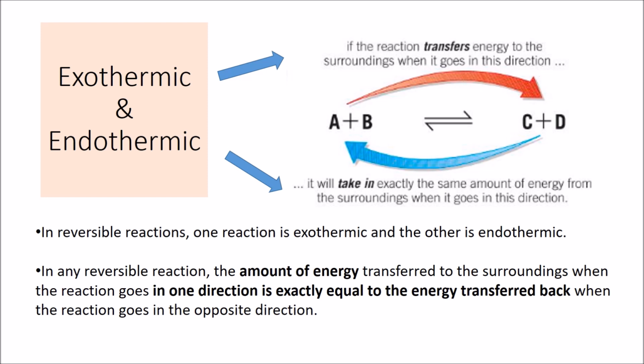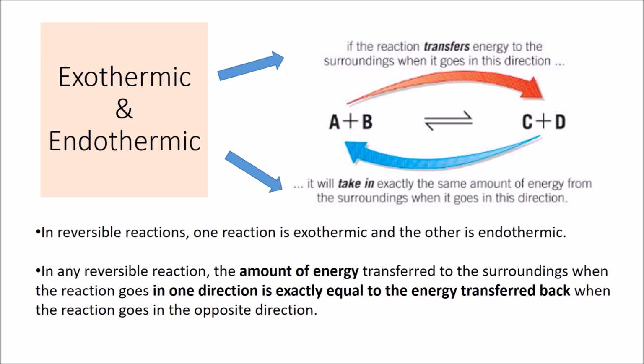So if in one direction, we'll say the forward direction here is the red direction, A plus B forms C plus D. If that is an exothermic reaction, so it will be transferring energy to the surroundings when it goes in that direction. And so if it's an exothermic reaction in one direction, the reverse of the reaction will be the opposite. So in this case, endothermic.